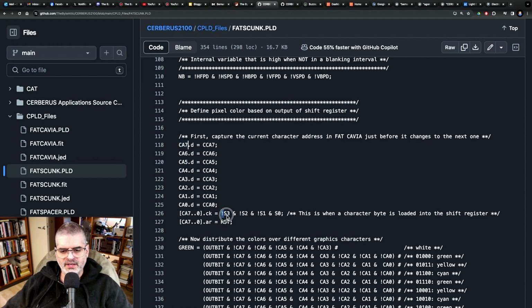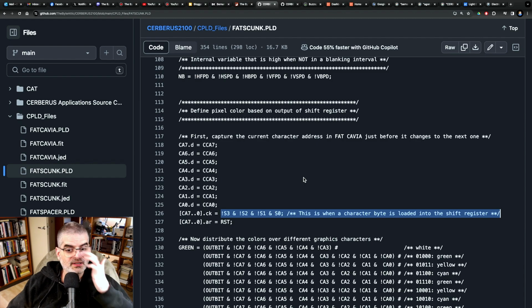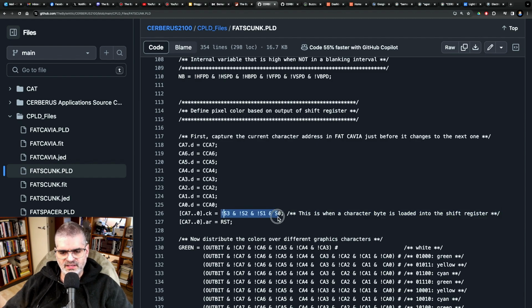Well, we have to clock it at the same time that we latch a byte from character memory in the shift register, because they will correspond to one another, the character code and the byte that is in the shift register. We determine the color based on this correspondence. So we have to latch them at the same time, and they are latched at this moment.